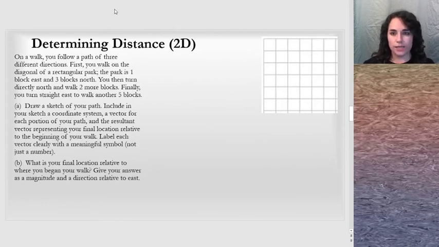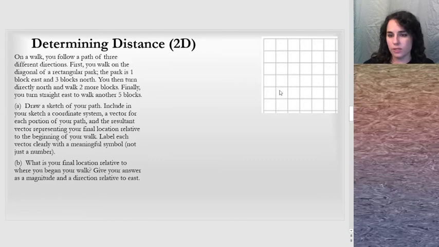It's a 2D example, so we get to use some trig in order to practice that. On a walk, you follow a path of 3 different directions. First, you walk on the diagonal of a rectangular park. The park is 1 block east and 3 blocks north. You then turn directly north and walk 2 more blocks. Finally, you turn straight east to walk another 5 blocks.